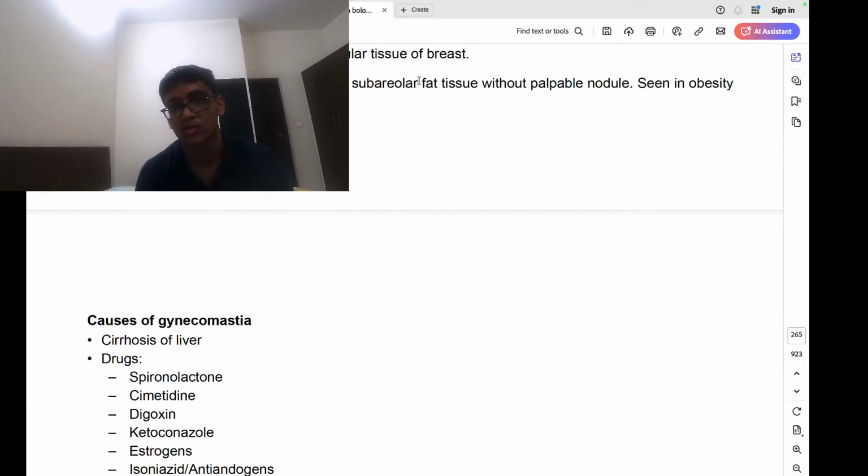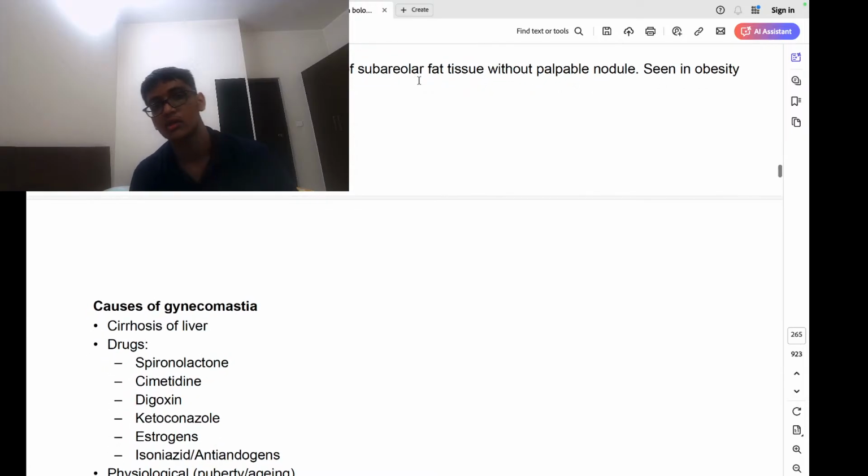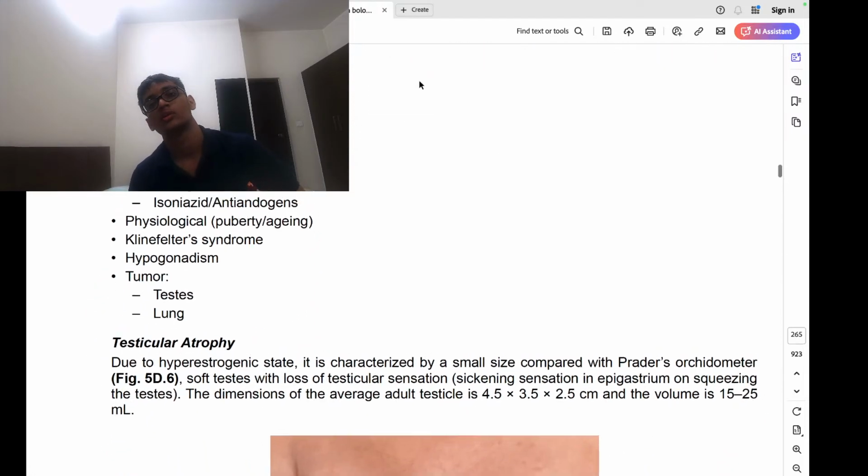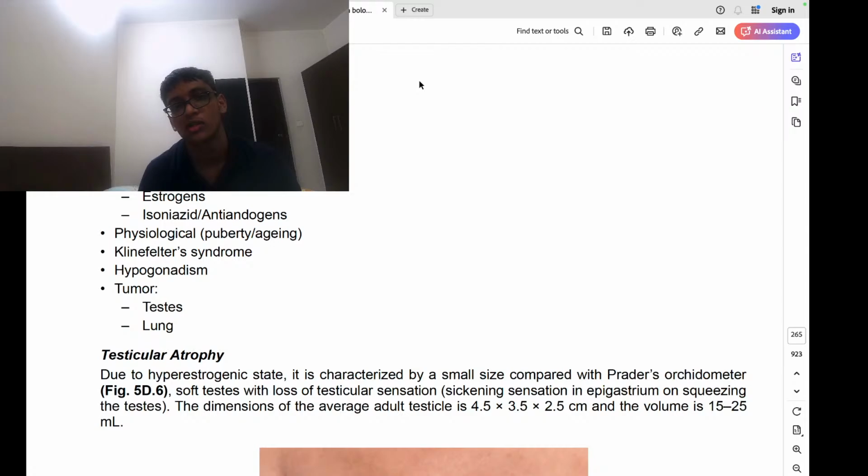Pseudogynecomastia is accumulation of subareolar fat without a palpable nodule. It is seen in obesity and Cushing syndrome. Causes of gynecomastia: cirrhosis of the liver, drugs such as spironolactone, cimetidine, digoxin, ketoconazole, estrogens, isoniazid, and anti-androgens. Then physiological causes, puberty and aging. Klinefelter syndrome, hypogonadism, and tumors of the testes and lungs.